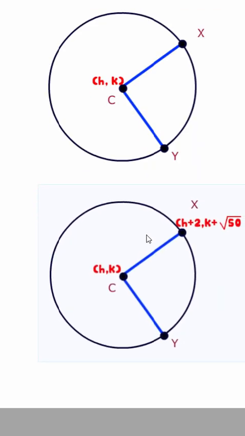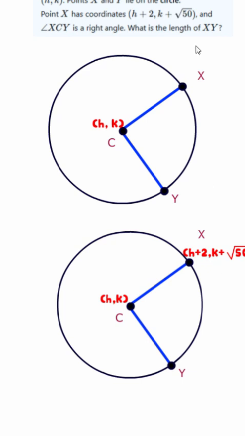Now I'm going to label X as h plus 2, k plus square root of 50, and we have the right angle, right? And so what they want to know is what is the length of X to Y if we were to draw a line from X to Y. Now, as you can see, CX is a radius, CY is a radius, so they will have the same length. And if we can figure out the length of one of these, then we can set up a right triangle and use the Pythagorean theorem to get XY, which is what we're going to do.